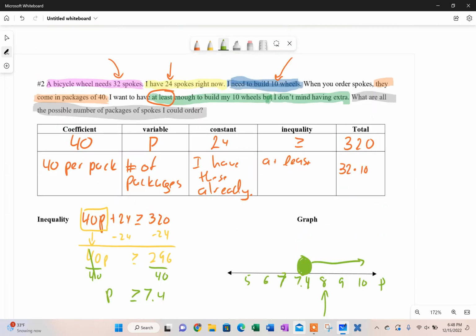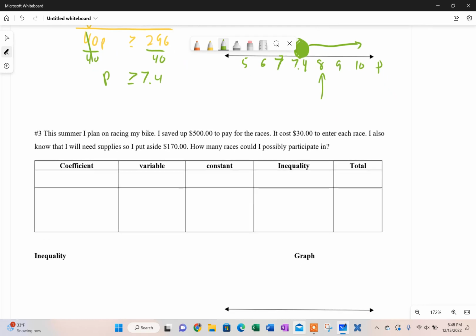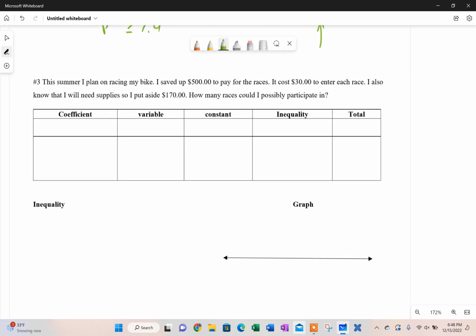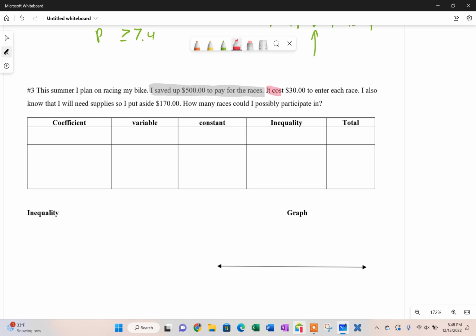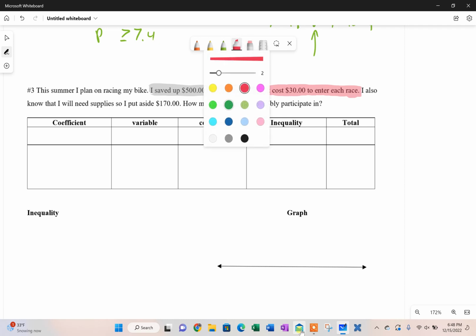All right, so here we go. Last one. This summer, I plan on racing my bike. I saved up $500 for the races. That's a lot of money. So, it costs $30 to enter a race. Oh, I hope my wife's not listening. I know that I'll need supplies. So I put aside $170.